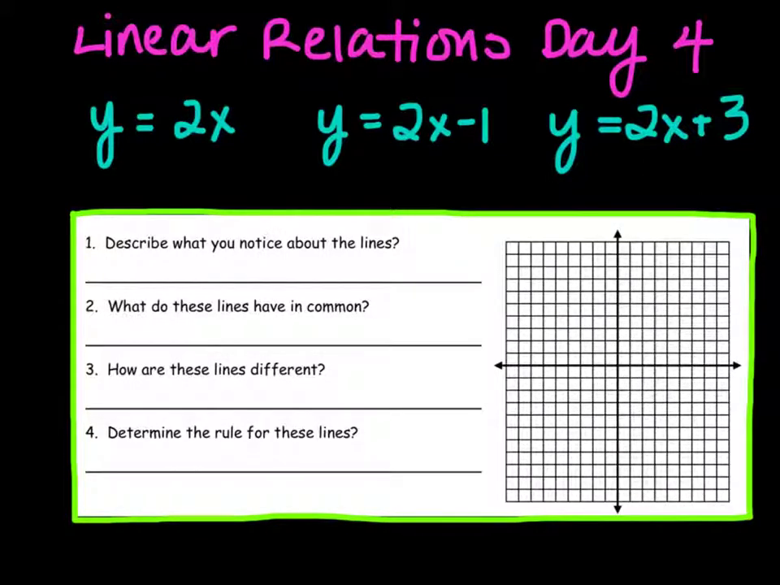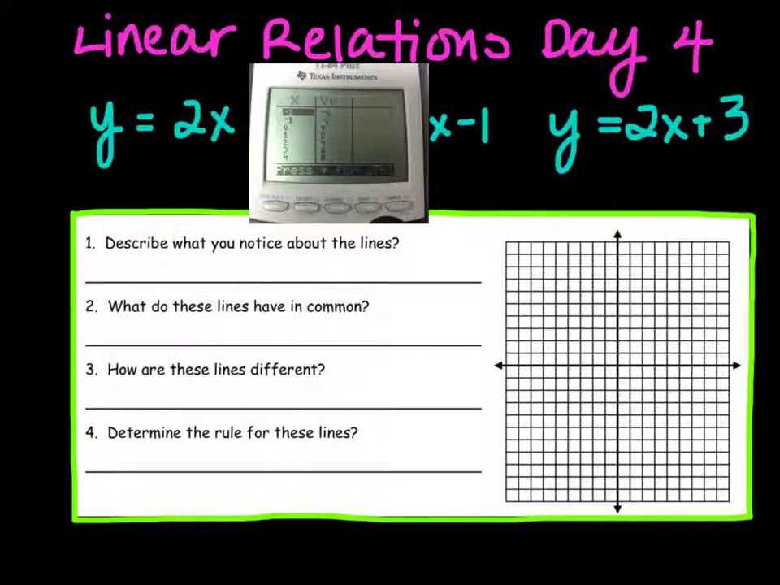Now, what's different about them is the number that's being added or subtracted each time. So in the first one, we don't have any number being added or subtracted, so it's understood that it would be plus 0. In the second, we have a minus 1, and in the third, we have a plus 3. So I'm going to take each of these equations and separately plug them in on my graphing calculator in the y equals spot and look at these tables to see what points I can plot.